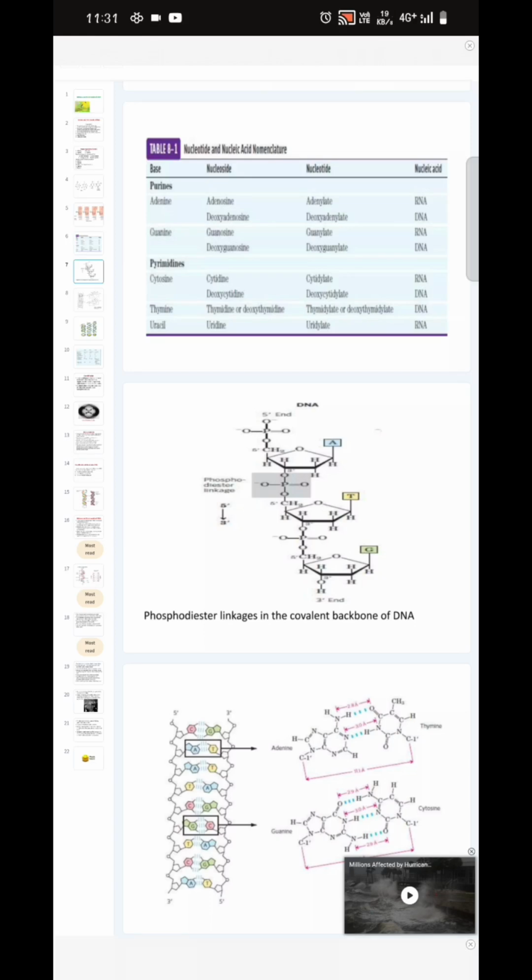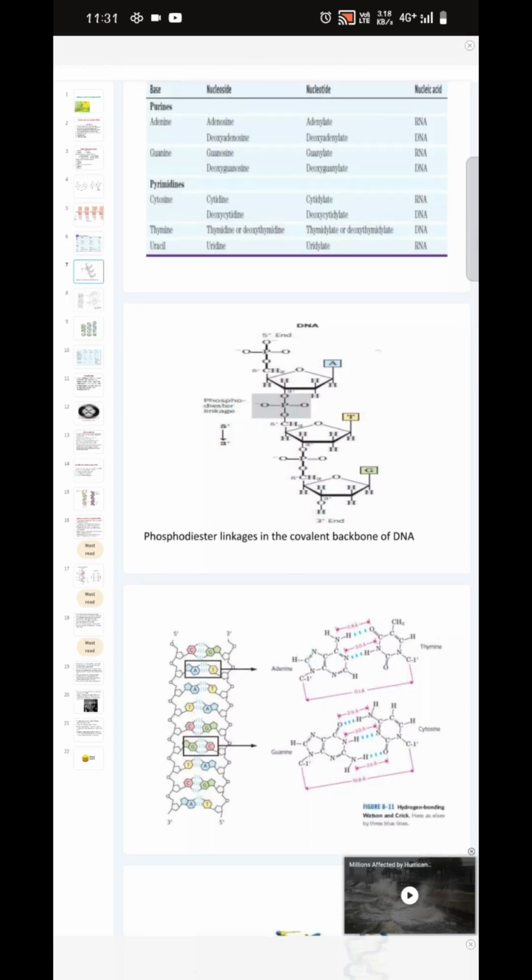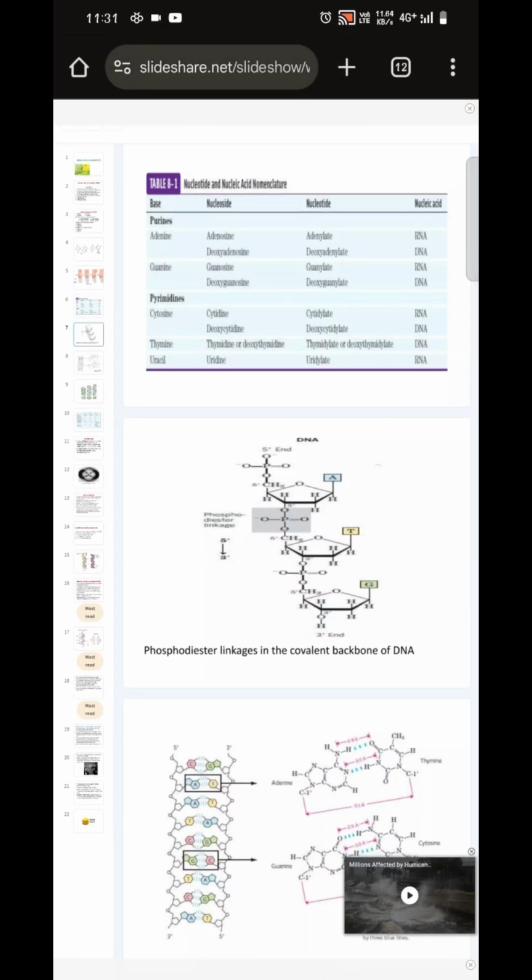Next base, guanine. Nucleoside: guanosine, deoxyguanosine. Nucleotide: guanylate, deoxyguanylate. Nucleic acid: RNA, DNA. Pyrimidines: cytosine, cytidine, deoxycytidine, cytidylate, deoxycytidylate, RNA, DNA. So that is the tabular form of the nucleotide and nucleic acid nomenclature.